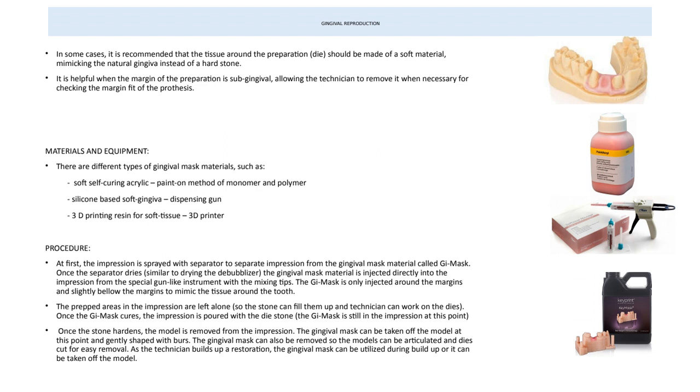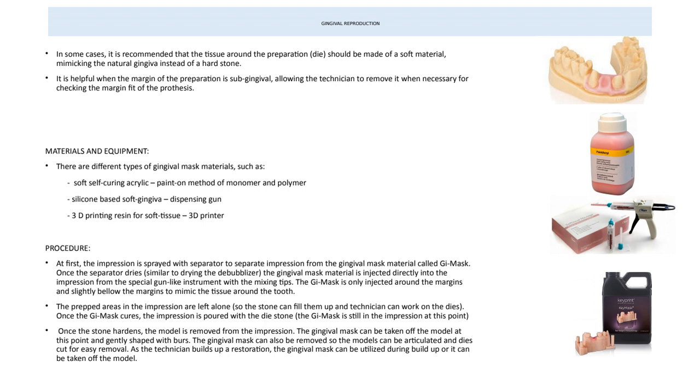One important aspect when we do the soft tissue material: we have to be careful when we dispense the material to not go with that material all over the place. We don't want to go into the adjacent teeth. We don't want to bring it all the way to the sulcus. We want to keep it nice and neat in the area that we need it. Don't put extra. The prepared areas in the impression are left alone so the stone can fill them up and the technician can work on the dies.